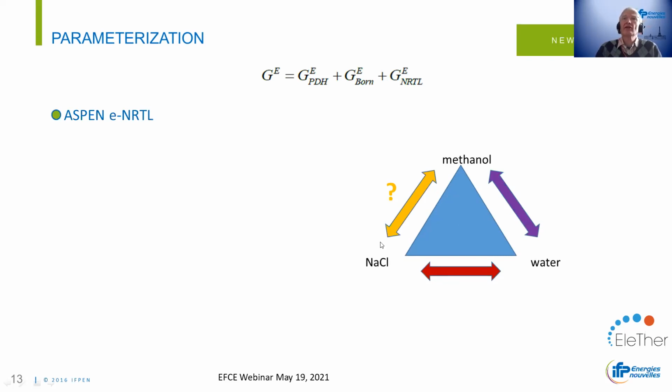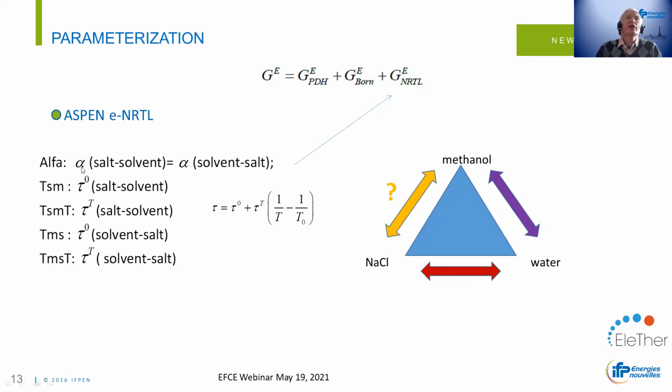The model that is going to be used for that is the Aspen ENRTL, which is composed of 3 terms. PDH and Born terms are predictive, so they have no parameters to be regressed. But the NRTL model contains, for each isotherm, 3 parameters. The alpha, you know what it means: it is the non-randomness parameter, which is symmetric. But then you have 2 energy parameters, a tau salt-solvent and a tau solvent-salt, which each may be temperature dependent. With the temperature dependence, you see, we selected such a function, which means that we have at the end 5 parameters to identify.